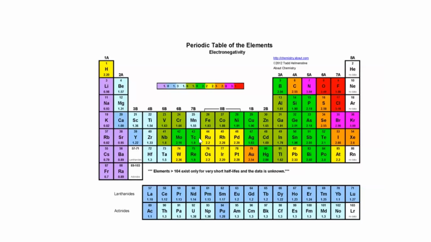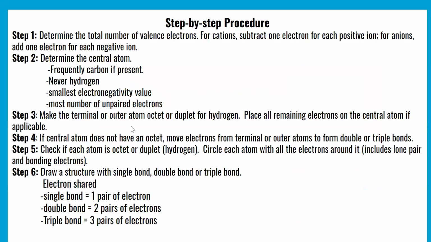Then we also should know how to determine the electronegativity values of each element. The electronegativity values are below the symbol of the element, okay? Then this is the step-by-step procedure. There are many ways of drawing a Lewis structure. Some do it by trial and error, but this is a step-by-step procedure.